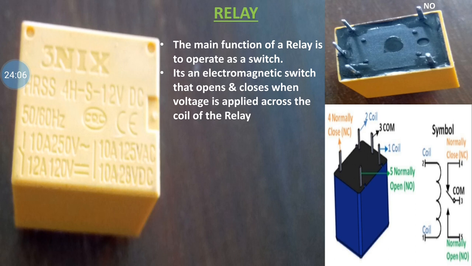Relay. The main function of a relay is to operate as a switch. It is an electromagnetic switch that opens and closes when voltage is applied across the coil of the relay. Here you can see there are almost 5 terminals in a relay.